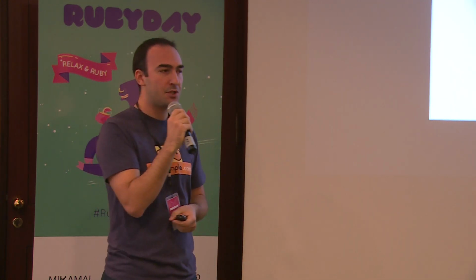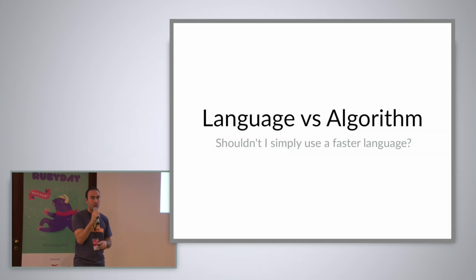Now, the thing is that very often I hear people complaining about the performance of a specific language, but they don't really blame themselves. They pretend that the problem is the programming language, whereas the problem can be a badly designed algorithm. Okay, so that's something that you have to start keeping in mind. So should I simply use a faster language?